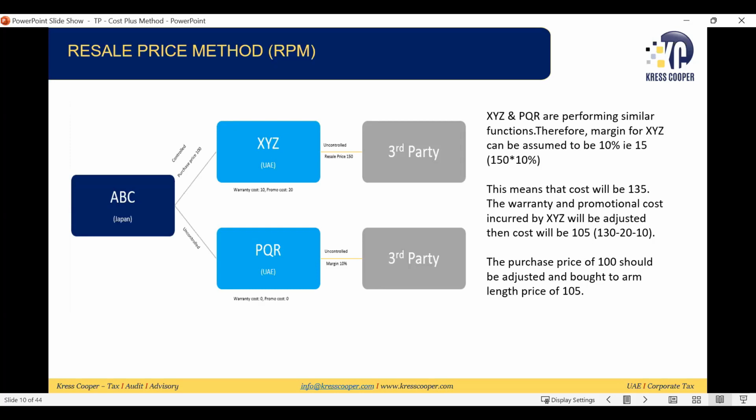Now, after that, we need to make further adjustments, because if you see in this example, PQR is not incurring any warranty cost or promotional cost, but XYZ is incurring a warranty cost and a promotional cost. So of course, there will be a change in the margin, and we need to make these adjustments. After we make these adjustments, the resultant cost would be 105. Right now, the purchase price that XYZ is paying to ABC is 100. So this 100 has to be compared to 105, and has to be adjusted to the arm's length price of 105.